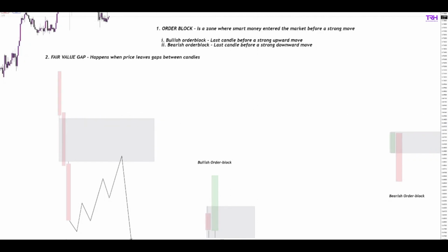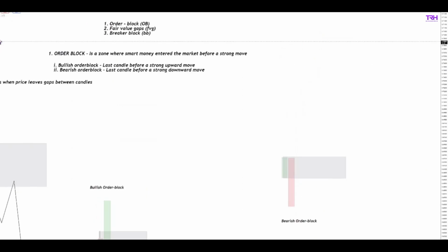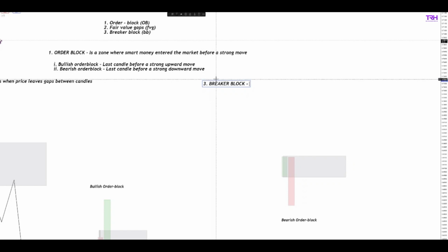Now, the third one on the list is what we call a breaker block. Number 3 on the list is the breaker block. I personally don't choose this all the time. Anytime I see them and I feel like, okay, it's valid, I use it.